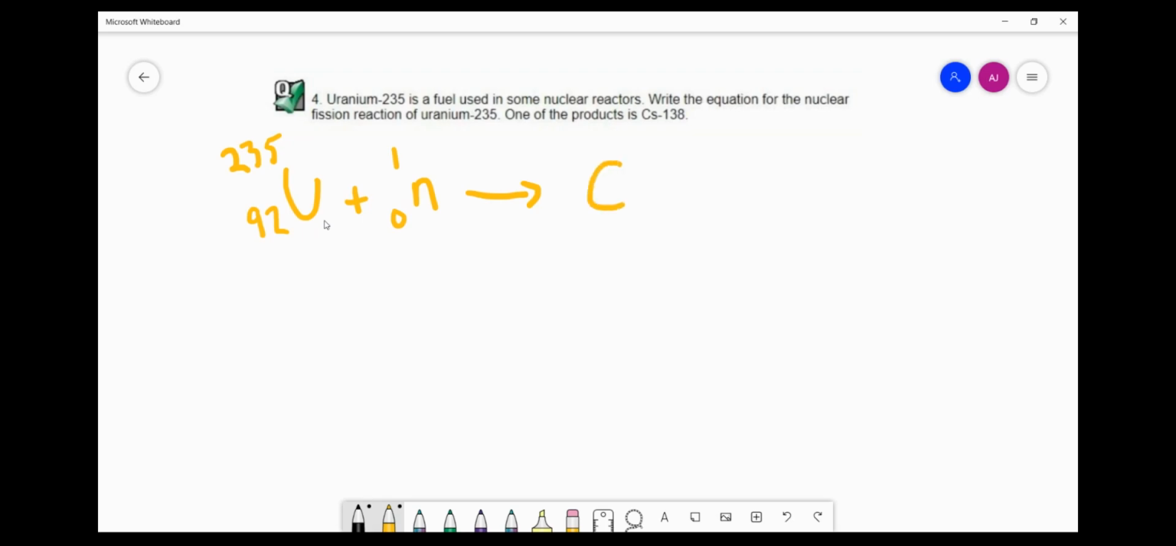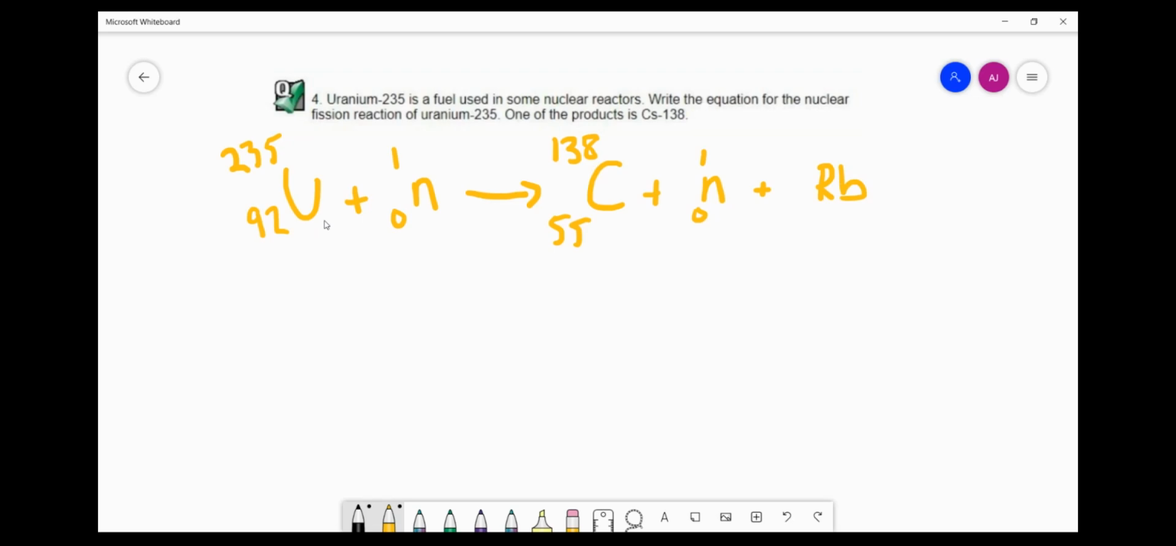Now, the product here we know is going to be cesium-138, but the real problem comes in the other products. So we know that some number of neutrons are going to be produced. That's explained in the content, that neutrons are products of fission reactions. That's how a fission reaction works. The problem comes in not with what the other product is, but with the mass of the other product and the number of neutrons. So let's just complete the atomic number because we can do that.